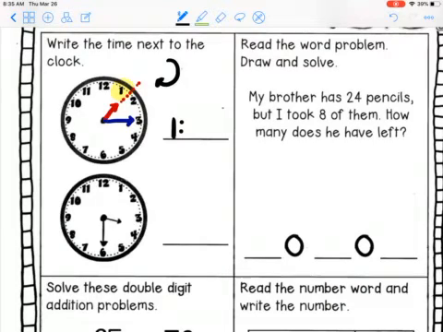Now for the minutes, we start up here at the 12, and then we skip count by 5s because that's the minutes. There are 60 minutes in an hour, so we go by 5s. 45, 50, 55, and then there would be 60, but it starts all over again. So the minute hand right before the 12 is 59, and then it goes to the next hour. So after 1 o'clock would be 2 o'clock. After 2 o'clock would be 3 o'clock.